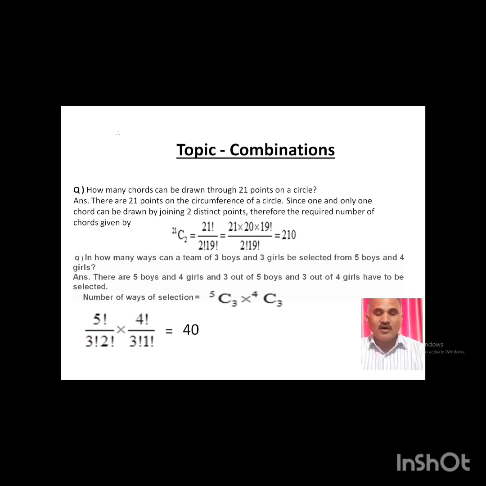Question number 2: how many ways can we select 3 boys and 3 girls from a group of 5 boys and 4 girls? So we can select 3 boys from 5 and 3 girls out of 4. So 5 factorial upon 3 factorial into 2 factorial, multiplied by 4 factorial upon 3 factorial multiplied by 1 factorial, which is equal to 40. So this is the answer of this question.